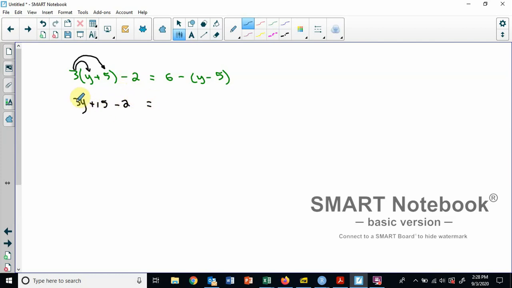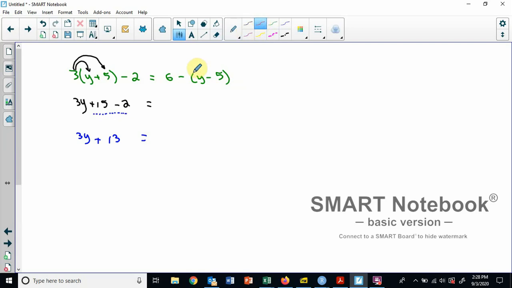I'll keep going with simplifying. Do I have like terms? Yeah, I do have like terms. 15 minus 2, those can be combined. So I get 3y plus, let's see, 15 minus 2 is 13, equal sign. Okay, so the left side is simplified. Can I simplify the right side?